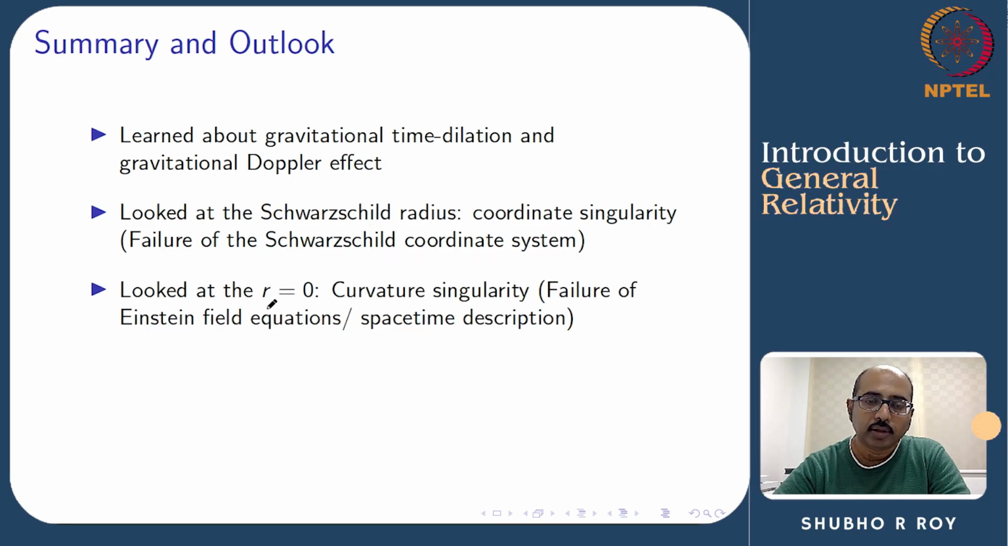Finally, we looked at r equal to 0, the central singularity of the Schwarzschild geometry. Here we saw that the Riemann curvature, or the invariant constructed out of it, namely the gravitational scalar, diverged. That is, the curvature becomes infinite. And as I said, this could represent either a failure of the Einstein field equations themselves, which produced the solution, or a failure of the spacetime description, the fact that spacetime can be represented by a metric. Spacetime might be something else; we don't know for sure, and our hope is that quantum gravity will help us settle this issue.